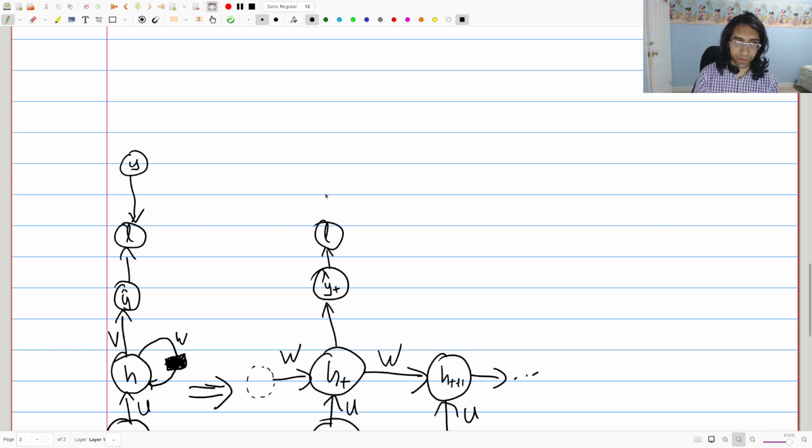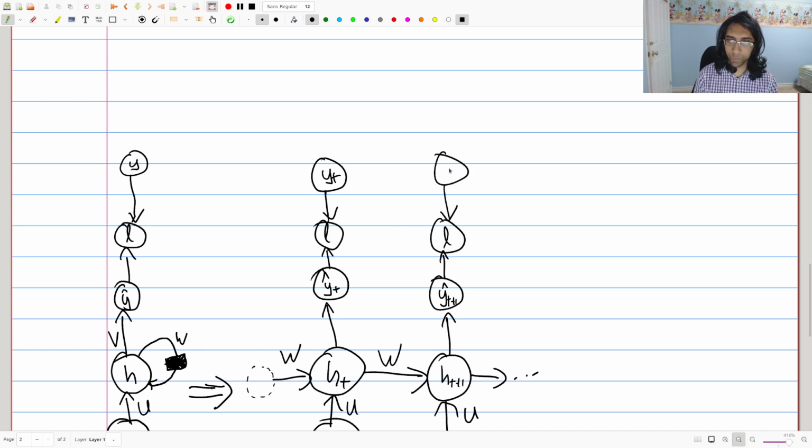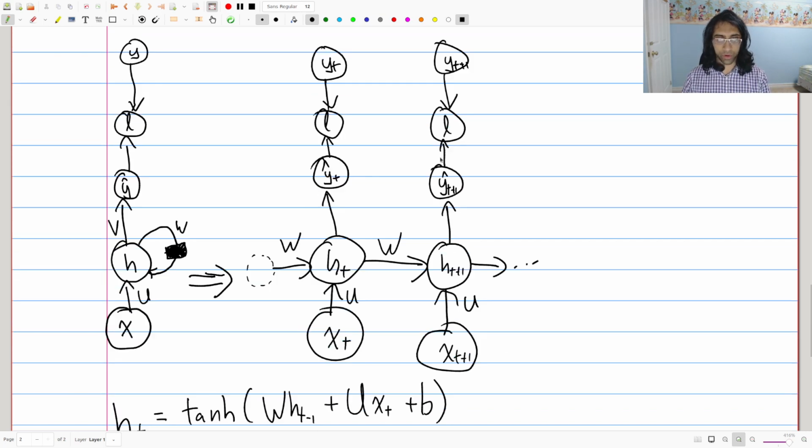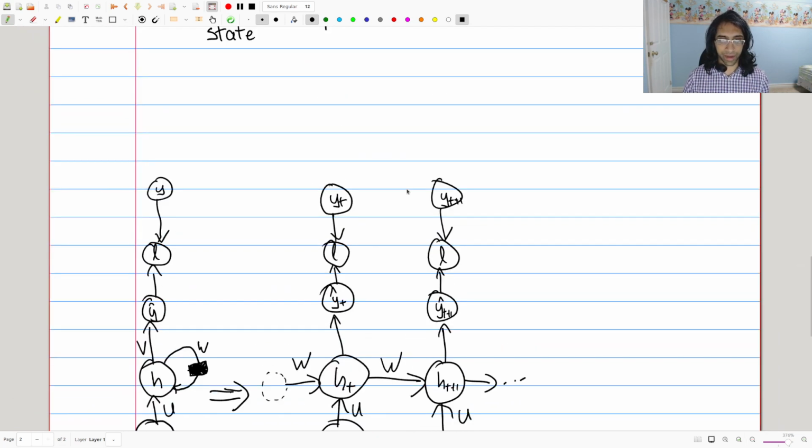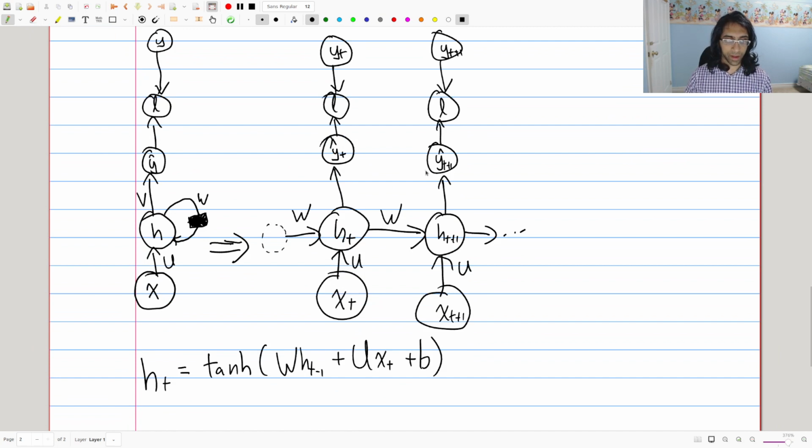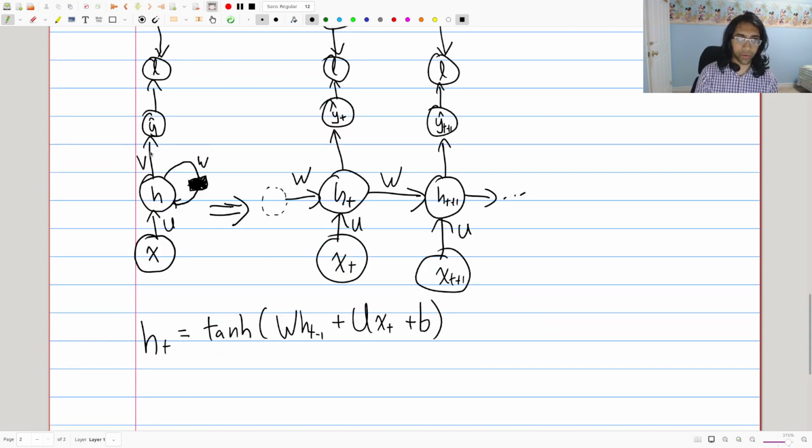And then we would have the loss function right here, Y sub t. And similarly, so on in time, Y hat t plus 1. So yeah, that's sort of what the network looks like. Let me zoom out a bit. How do we generate these things here?